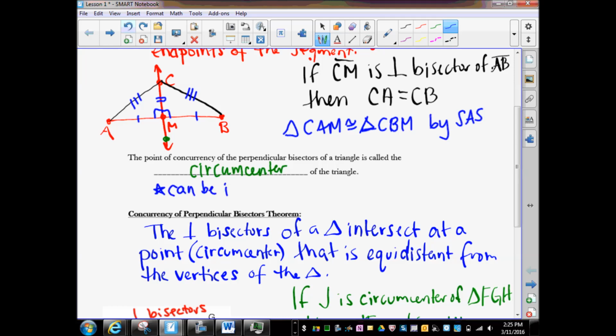Can be inside. What page are we on? This is your notes from last class, lesson 1 notes. Just go find it. Can be inside, outside, or on the triangle.